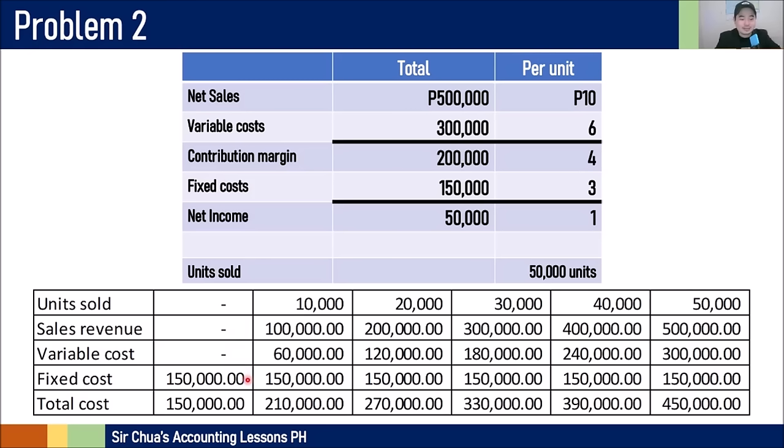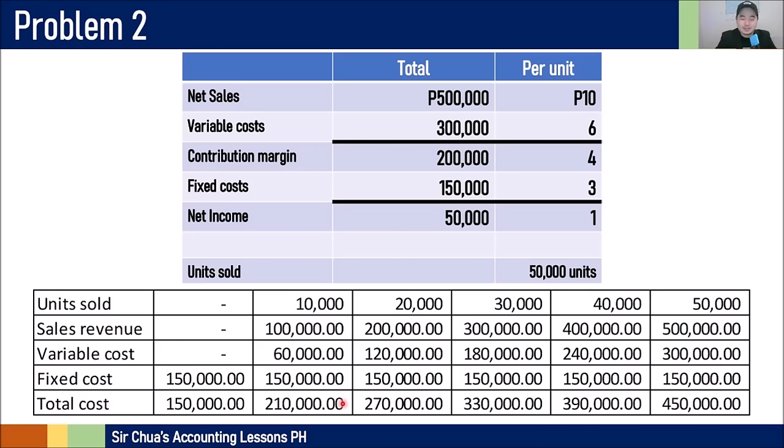Tapos, gawan naman natin ang next step. What if 10,000 units na po yung nabenta? So, 10,000 units multiplied by 10 pesos selling price per unit, which is 100,000. And then, 10,000 units times variable cost of 6, that is your variable cost of 60,000. Okay? And then, add nyo po sa fixed cost na 150,000, your total cost is 210,000.